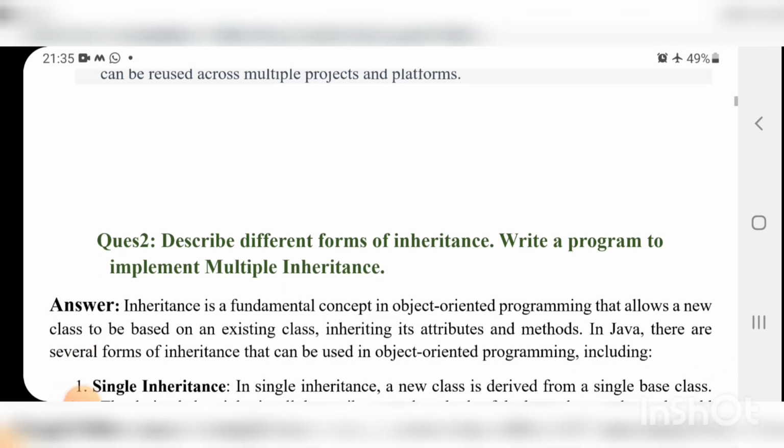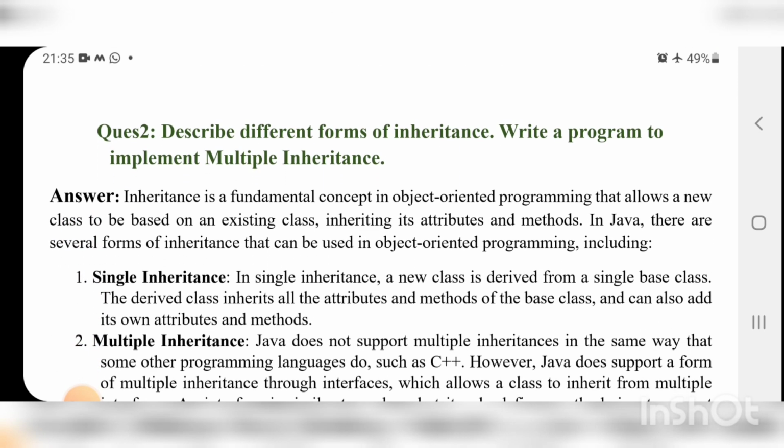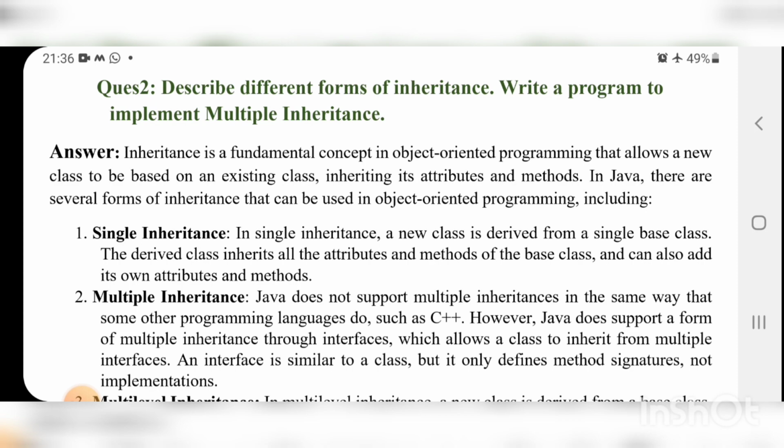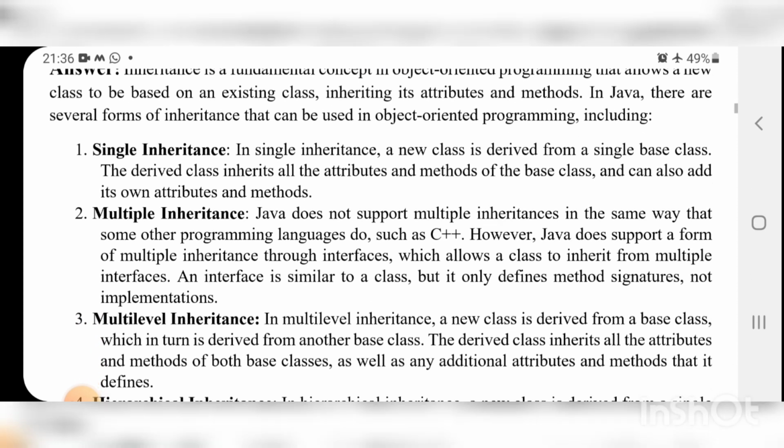Next, the second question is: describe different forms of inheritance and write a program to implement multiple inheritance. Another important question, this one is inheritance. What is inheritance? Inheritance is the concept of object oriented programming where the child class will inherit the properties of the parent class. Properties or behavior, we can say, means all the attributes and the methods of the parent class.